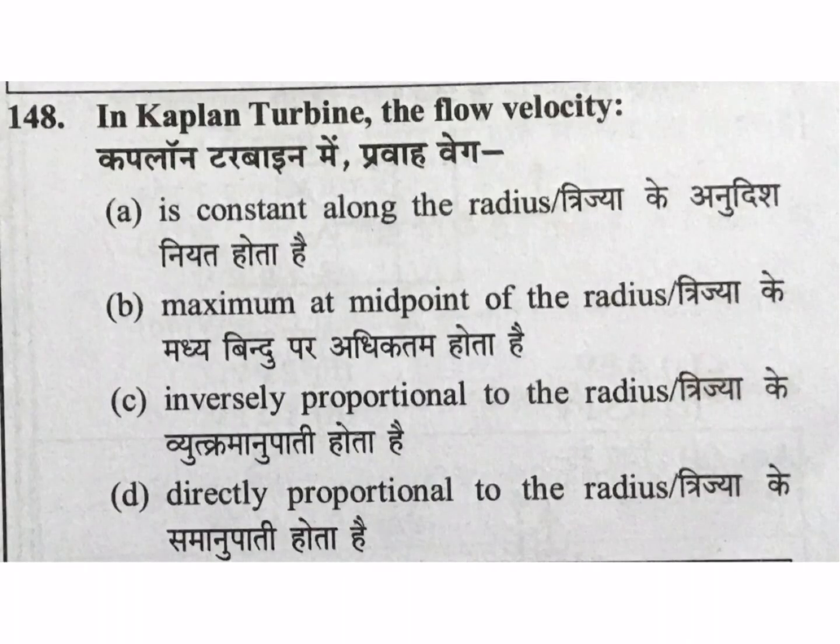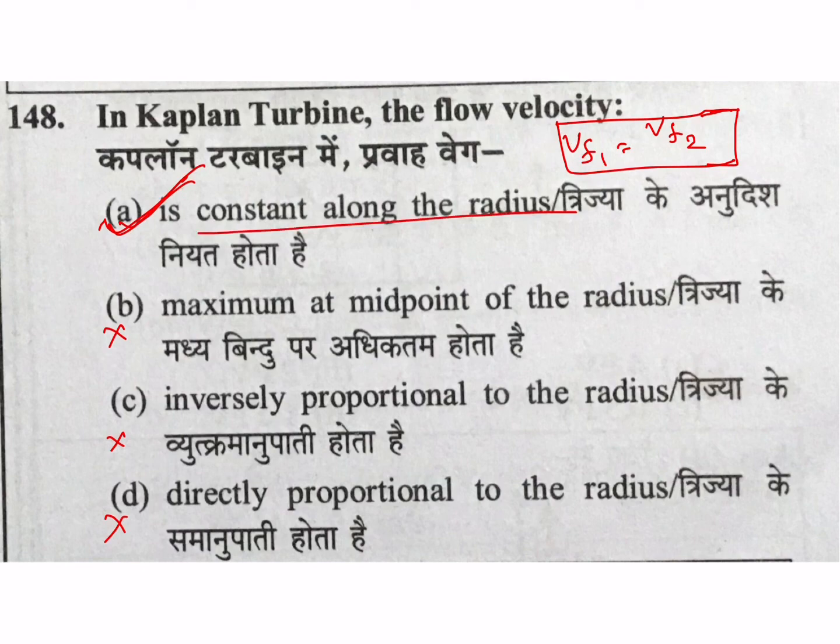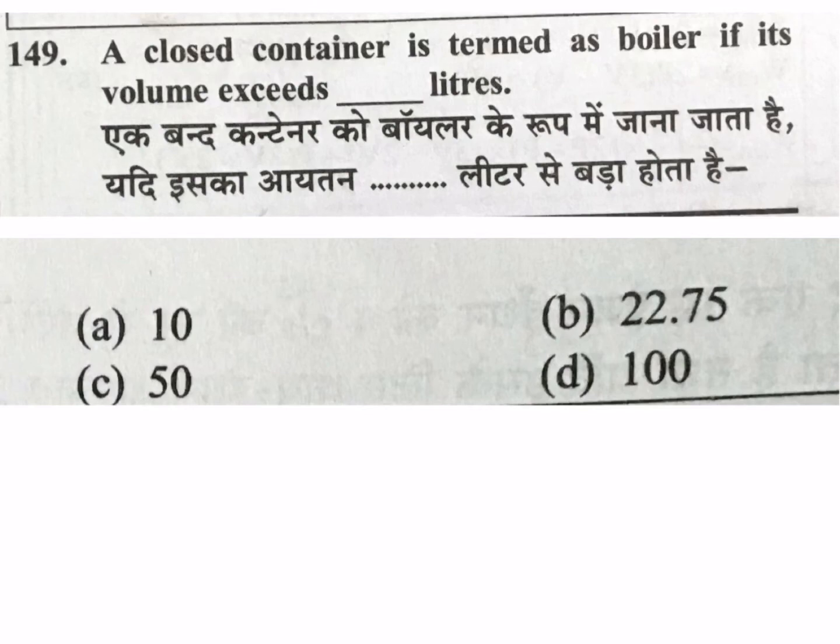Next question, in Kaplan turbine, the flow velocity. So flow velocity in Kaplan turbine, we know Vf1 is equal to Vf2. You just remember this one. This one is asked many times in different exams. Options: it's constant along the radius, maximum at the midpoint, inversely proportional to radius, directly proportional to radius. A is your correct answer. In Kaplan turbine, the flow velocity Vf1 equal to Vf2 is constant along the radius.